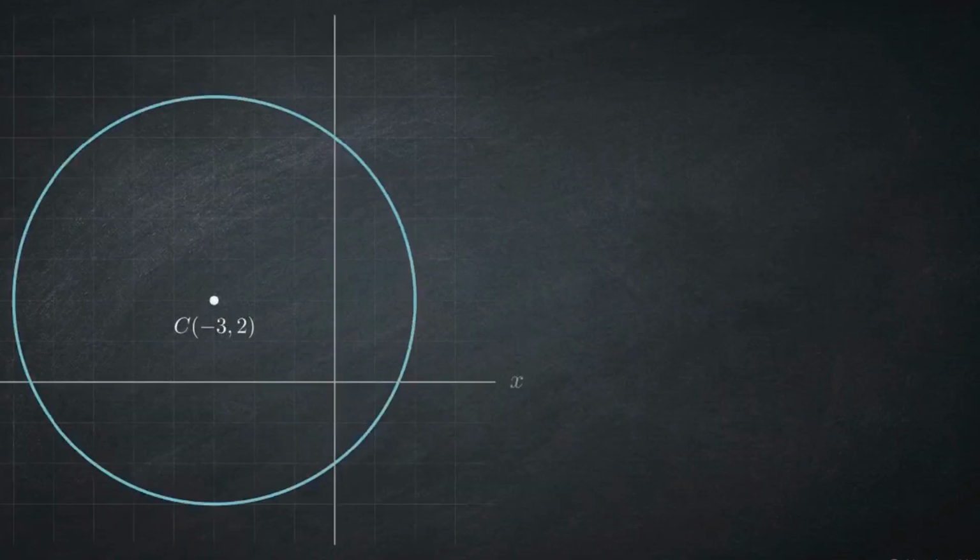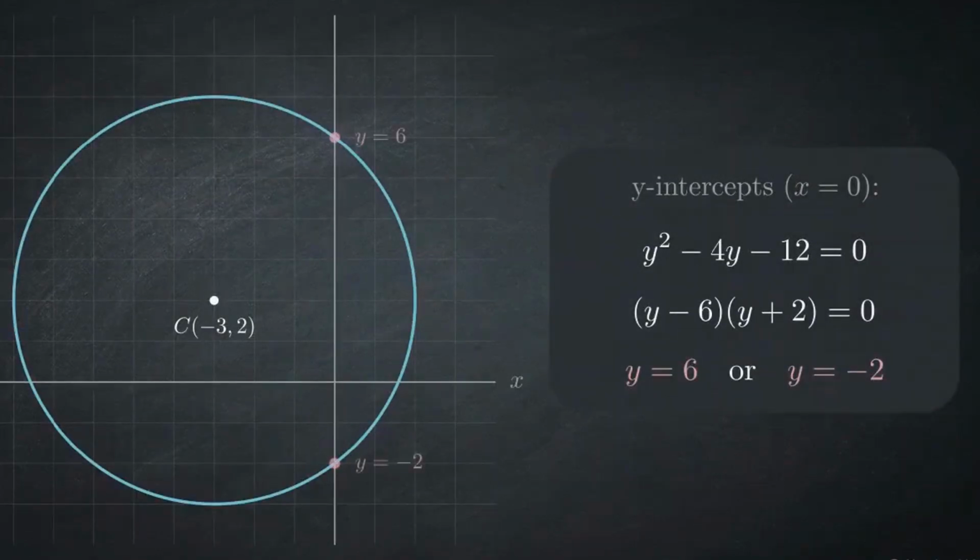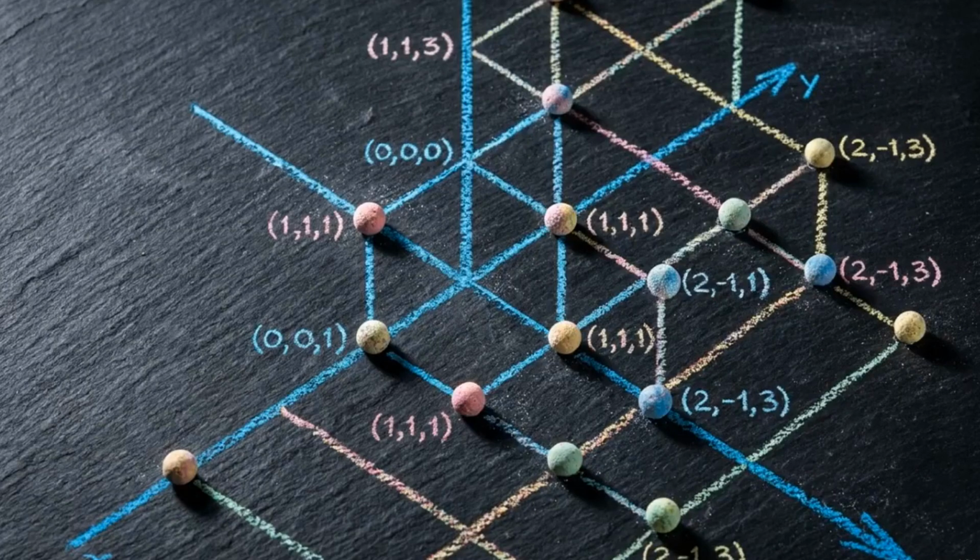Solving the quadratic equation gives us two values, 6 and −2. Since the diagram shows point A as the higher intercept, we know the coordinates are (0, 6). Identifying these two sets of coordinates provides the data needed to move from the circle's shape to the properties of its lines.